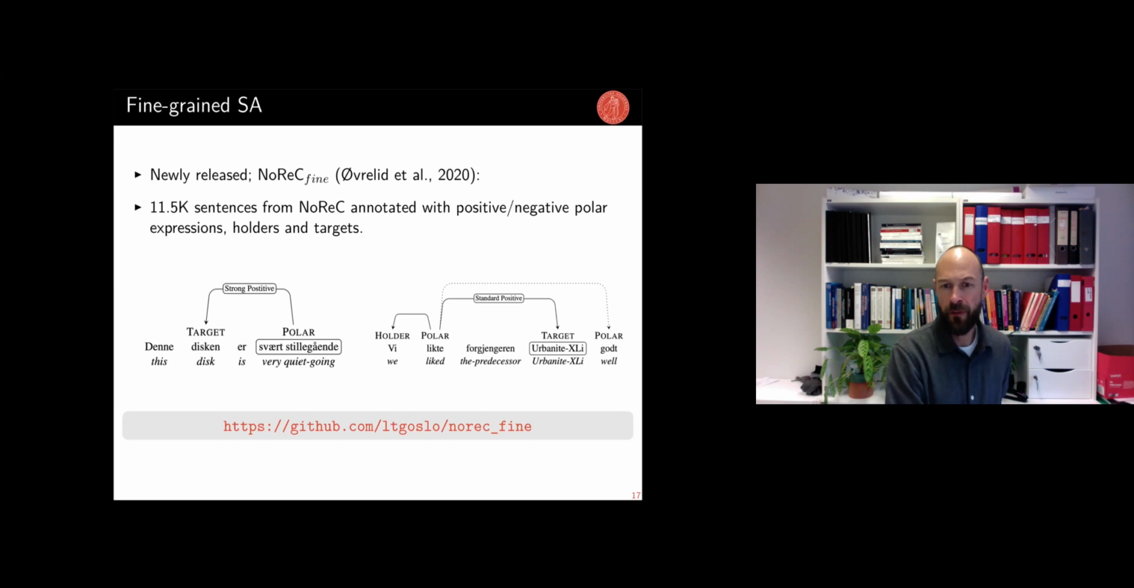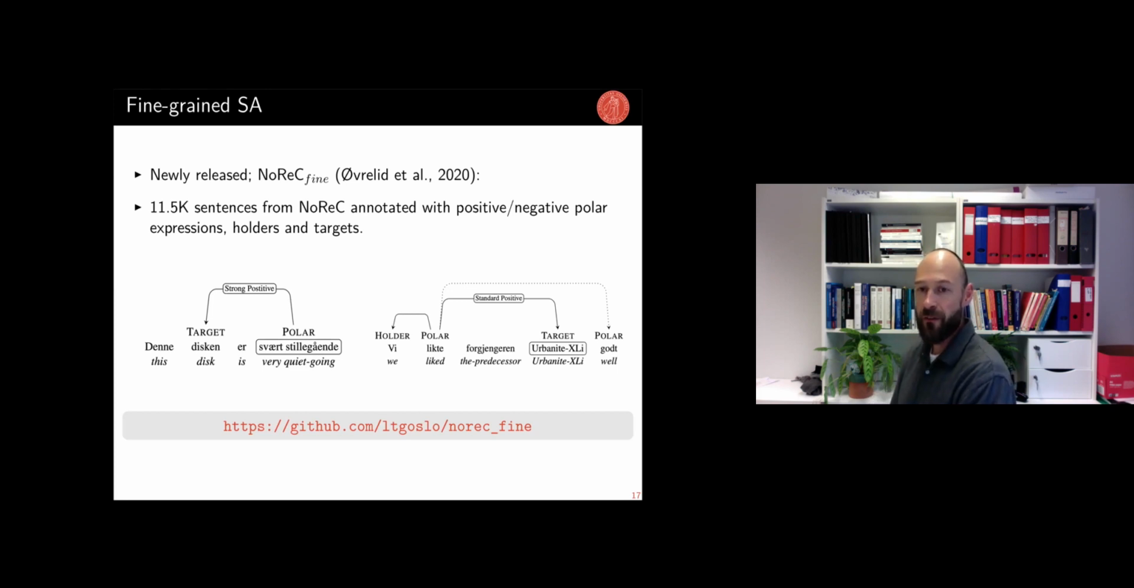In this other example, we "likte forgjengeren Urbanite XLI godt." So Urbanite is the name of a Sennheiser headphone. So here we see that "likte godt", liked well, has been encoded as the polar expression. And we see that the polar expression can actually be discontinuous. And that Urbanite is the target of this polar expression or opinion. And that the pronoun we has been encoded as the holder or the source of this opinion.